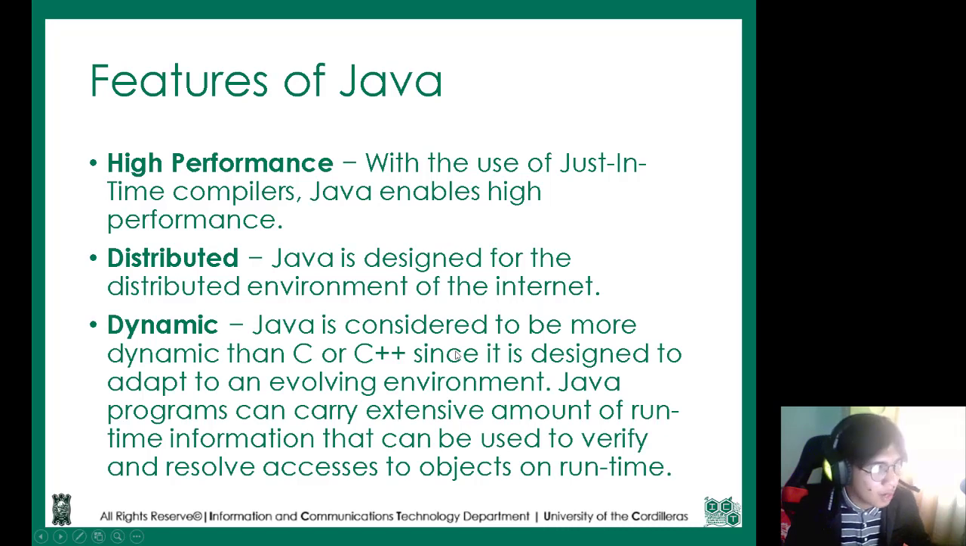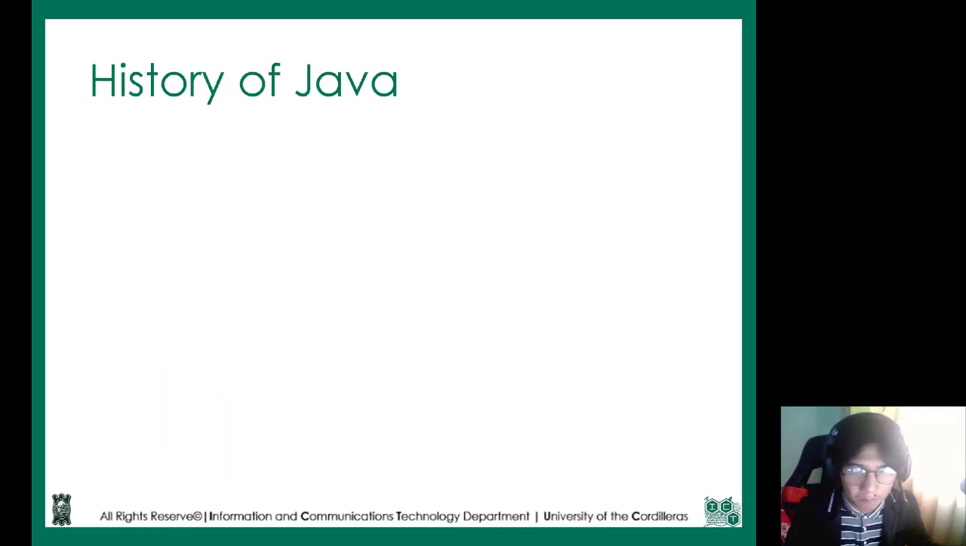Java programming is dynamic in such a way that it can carry an extensive amount of runtime information that can be used to verify and resolve accesses to objects at runtime. Okay?